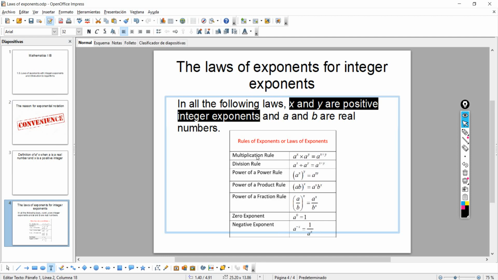Okay, so let's go to the multiplication rule. This is the most classic law of exponents that you know. So we have a to the x times a to the y equals a to the x plus y. This is the one that you know very easily, or the one that you understand the most. So the question is this, guys: can you demonstrate why this is actually the same as this?